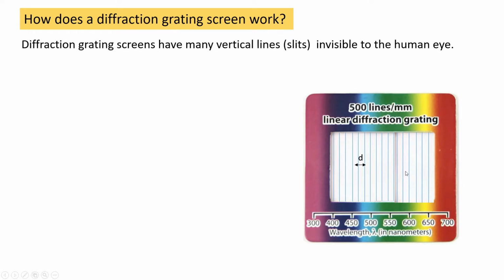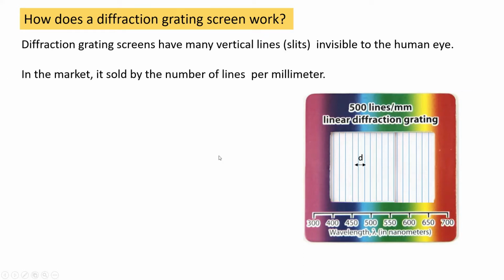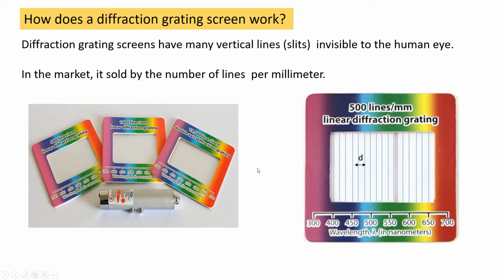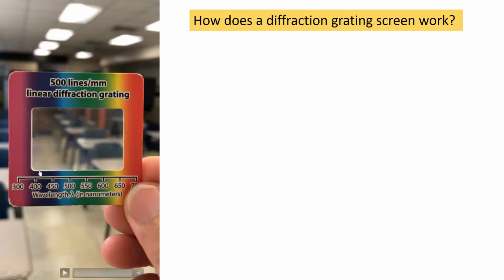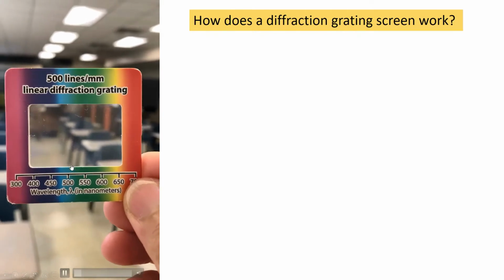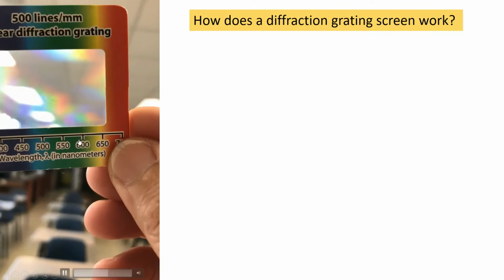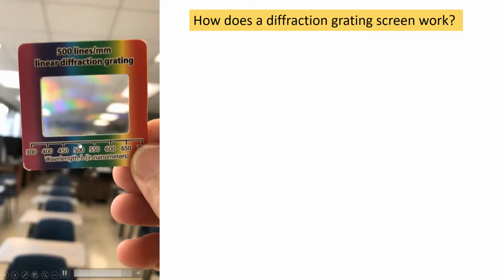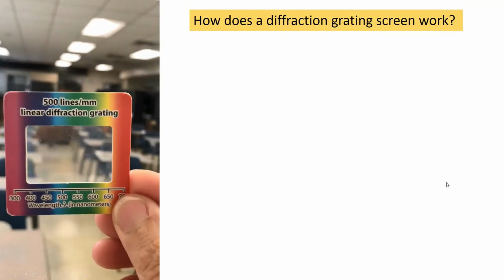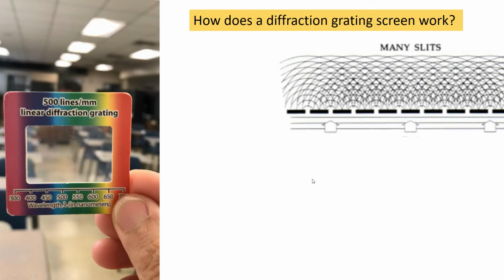Diffraction grating screens have many vertical lines or slits invisible to the human eye. In the market, they are sold by the number of lines per millimeter. This short video shows the white light from the ceiling separated into its color components. When the white light passes through this screen that has many narrow slits, it diffracts.